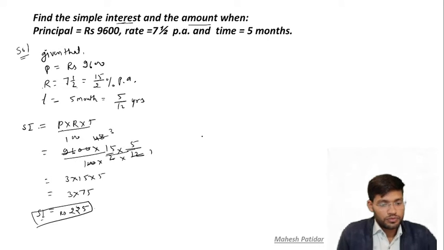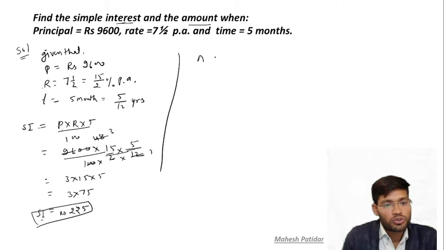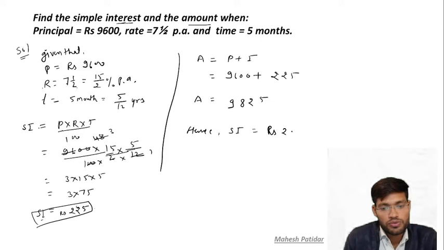Now again we have to calculate the amount. So amount is equal to P plus I. So principal is 9600 plus simple interest 225. So amount will become 9825. So hence simple interest is equal to rupees 225 and amount A is equal to rupees 9825.